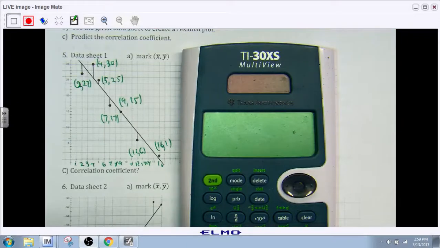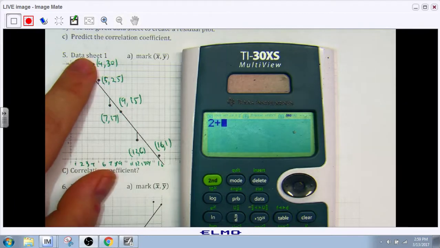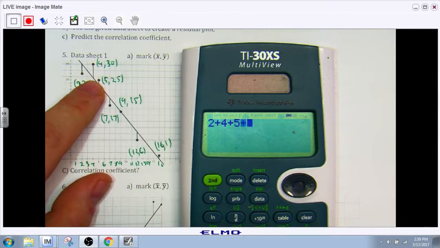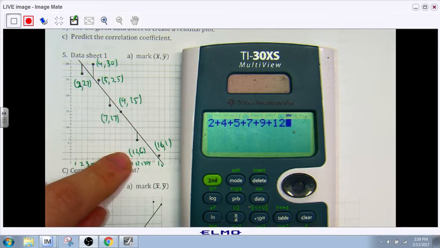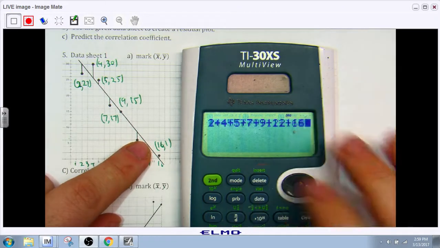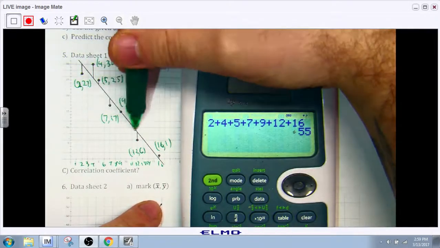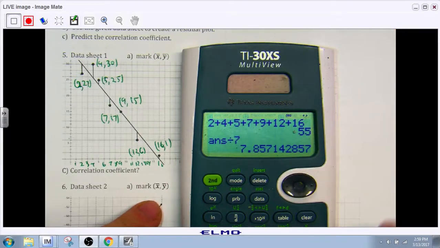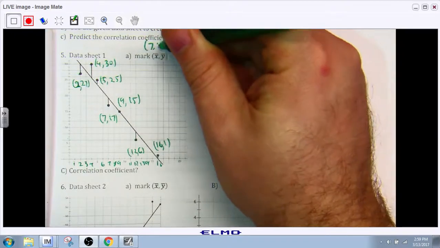the averages of my x's and my y's. So I'm going to do just that with my calculator. So I'm going to start with my x bar. So I'm going to do 2 plus 4 plus 5 plus 7 plus 9 plus 12 plus 16. Okay, hit enter. So that's 55, and I have 1, 2, 3, 4, 5, 6, 7 points. So I'll divide that by 7, and I see that my x value of x bar, y bar is 7 point, I'm going to round it to 86.